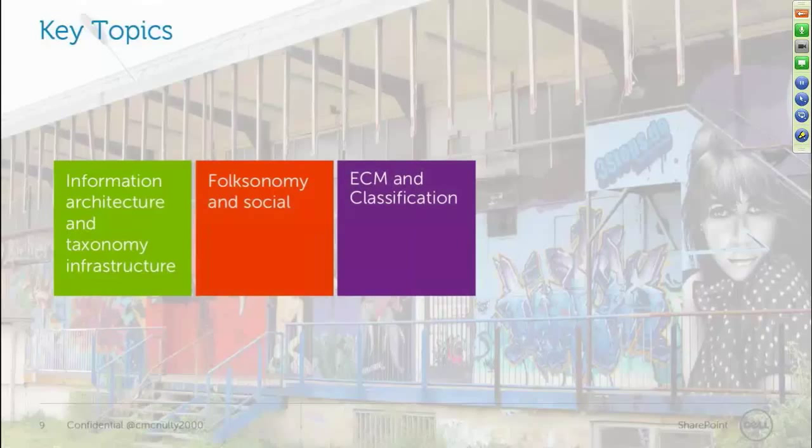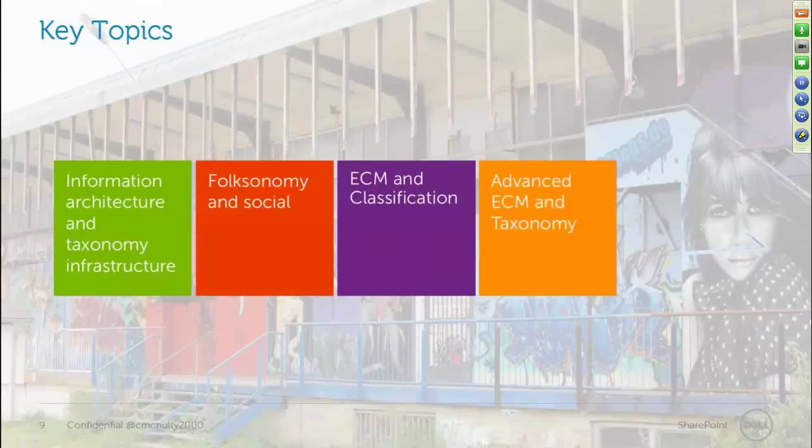Third, we'll take a look at ECM and how classification services feed into enterprise content management. It's very important to have our information classified as we enter it into SharePoint, and the taxonomy services and managed metadata help us do that, but classification without a purpose is useless. One of the key things that we're going to drive forward is how do we manage that content precisely, and ECM is the answer to using all of that tagging that we're putting out there.